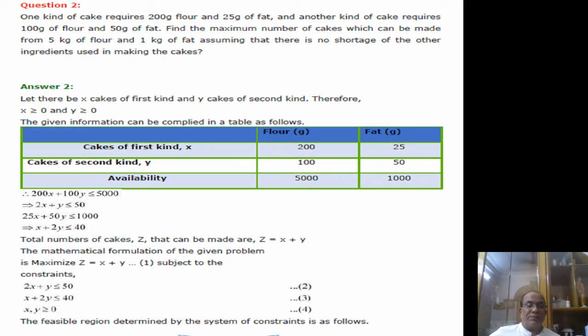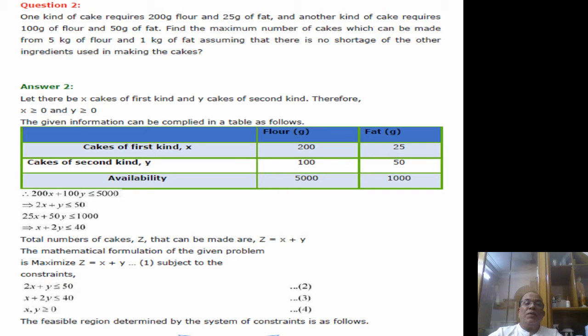Is that clear? Now, we'll start the question. Suppose we make x cakes of the first kind and y cakes of the second kind, and these can be 0 or greater than 0. We cannot make cakes less than 0. So, we'll make the table. In the first column, what we'll write? Cakes of first kind x, cakes of second kind y, and then availability.